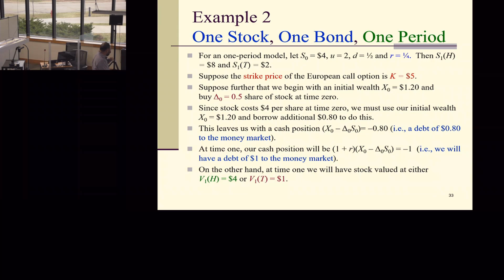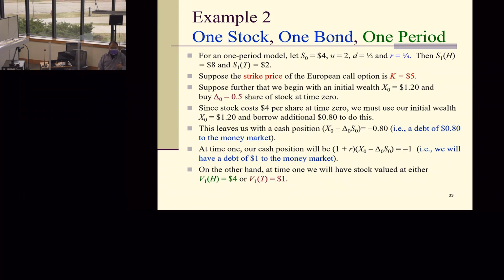On the other hand, at time 1, I have the stock value at either $4 or $1. Make sense? So either it goes up to what? $8. Since I have a half share, what do I do? I can sell it for $4. I'm getting how much back? $4 back. I'm paying off what? $1. So I have a profit of $3. Make sense? Everybody okay?